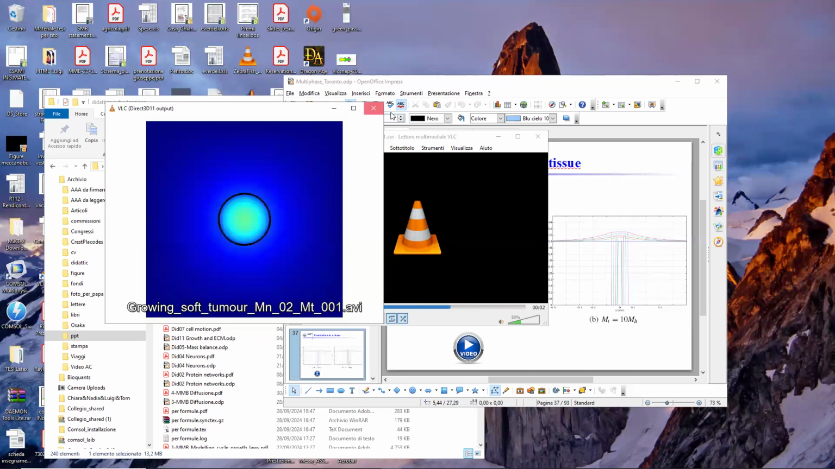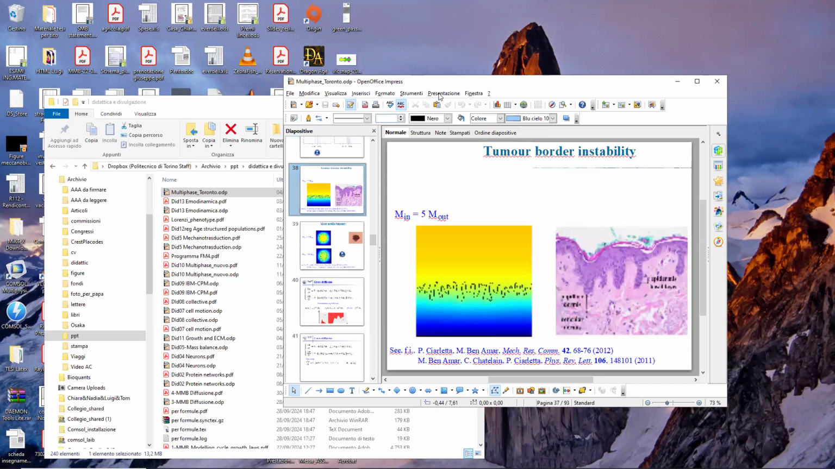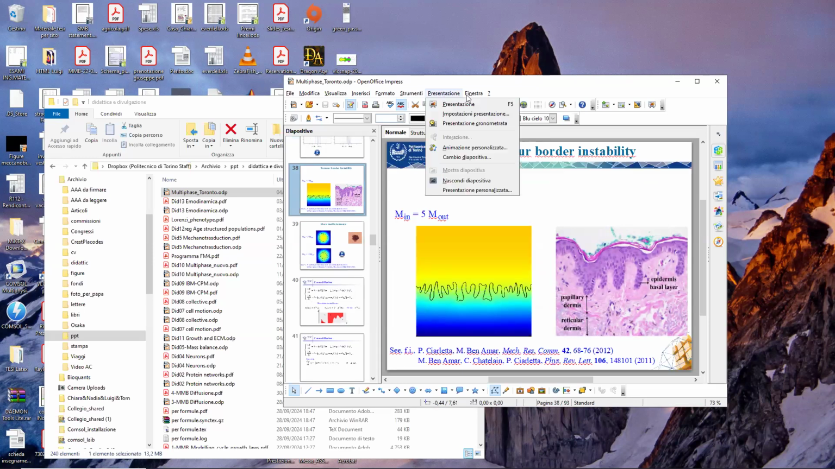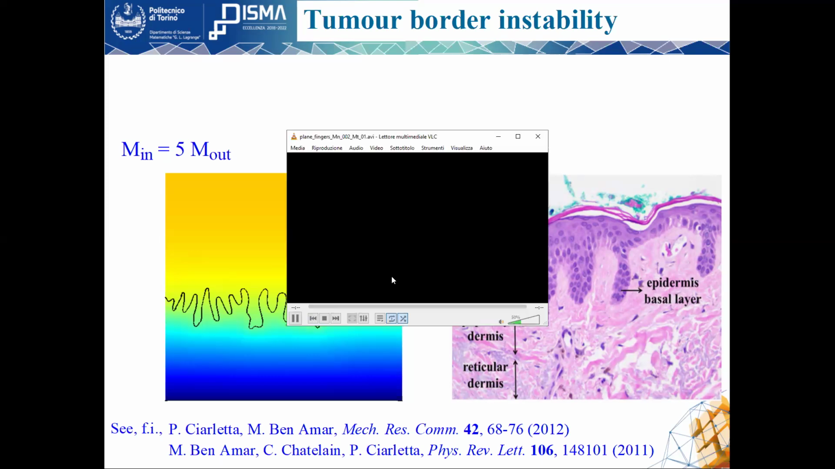The interesting thing happens in the next slide. You have instead a more motile tumor penetrating the less motile tissue. Okay, and you have this one.